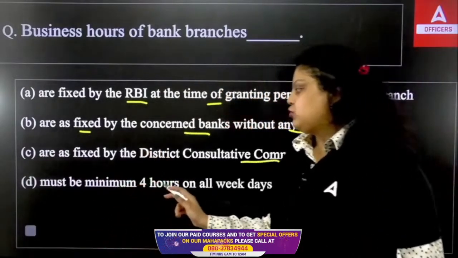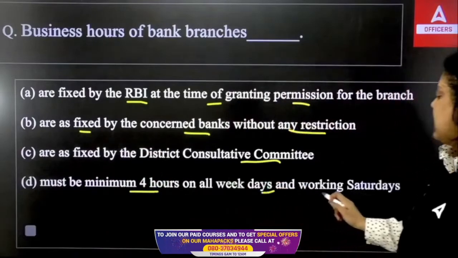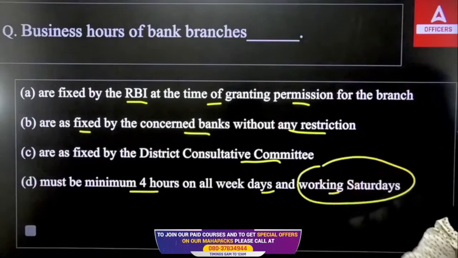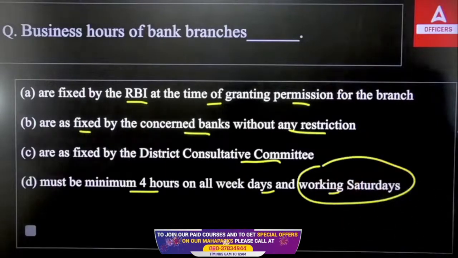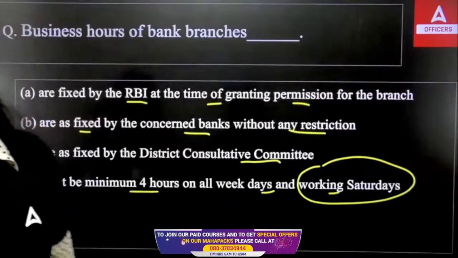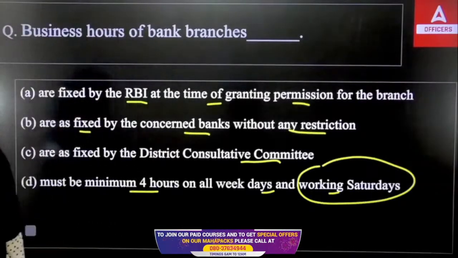Or the fourth one is: must be minimum 4 hours on weekdays and working Saturdays. Why have they defined working Saturdays here? Because you know the second and fourth Saturday will be your off. Second and fourth Saturday is off. That's why we are talking about working Saturdays. It means the first and third Saturday we are talking about.